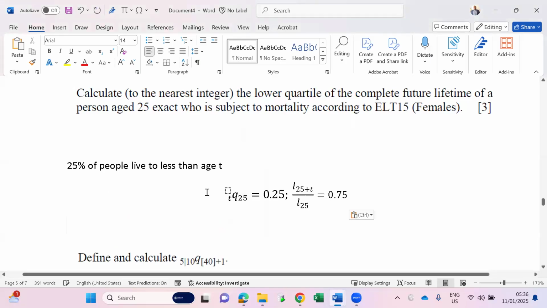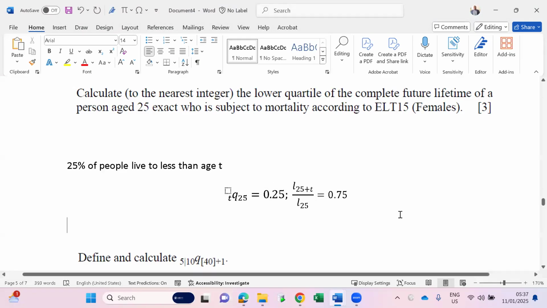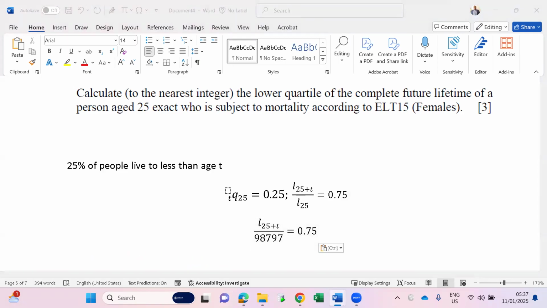And then we can say l25 plus t over l25 is equal to 0.25, right? It's just the same as 1 minus that and 1 minus that. We haven't changed anything in the equation. We're just trying to solve for t. And l25, we just take from the tables. And then we're left with l25 plus t, and then we just solve for l25 plus t.